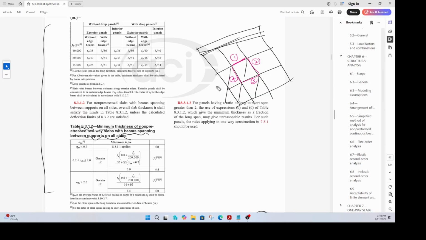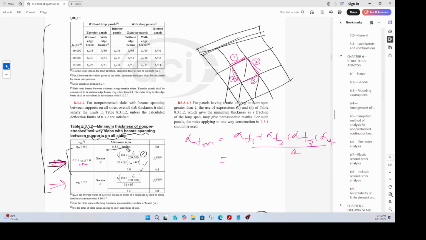But to decide your alpha F value, you have to take an average of the alpha F's of all those beams. That means alpha Fm is alpha F1 plus alpha F2 plus alpha F3 plus alpha F4, divided by 4, right? So you find the alpha F's of all those, and then see if you are in this range or that range. Let's say you are in this region here. Then you find this and find that, and pick up your value as the maximum of the two.